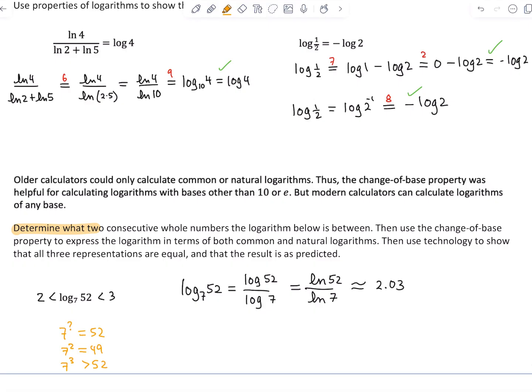Again, it means that if one student gets this answer, another student gets this answer, your first instinct should not be that one of you is wrong, but perhaps that these answers are in fact the same, just different representations of them. And we get an answer 2.03, which is as predicted between 2 and 3. And of course, it's much closer to 2, because 7 squared was much closer to 52 than 7 cubed would have been. And this concludes our lesson on properties of logarithms.